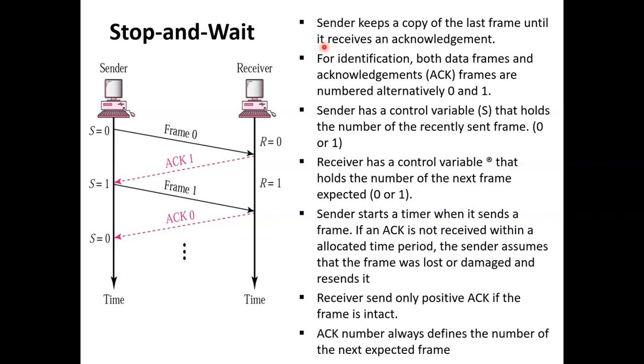next expected frame. The sender starts a timer when it sends a frame. If the acknowledgement is not received within the allocated time period, it assumes that a frame was lost or damaged and resends it. The receiver sends the positive acknowledgement if the frame is correct. The acknowledgement always defines the next expected frame, as you can see. So it is the acknowledgement for 0 plus 1. It means 0 is for the acknowledgement of the first frame, plus 1 indicates the next expected frame.